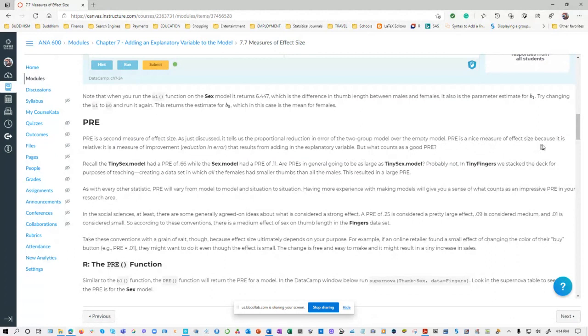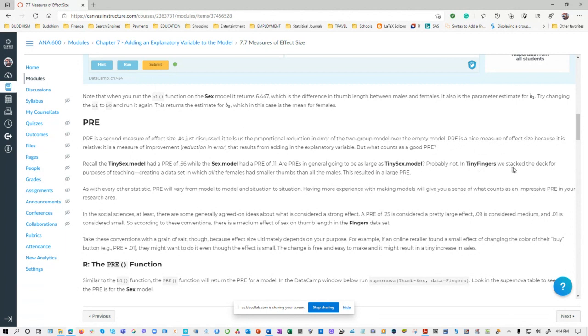PRE is a nice measure of effect size because it is relative. It is a measure of improvement, a reduction in error that results from adding in the explanatory variable. But what counts as a good PRE? Recall that the tiny sex model had a PRE of 0.66 while the sex model had a PRE of 0.11. Are PREs in general going to be as large as the tiny sex model?